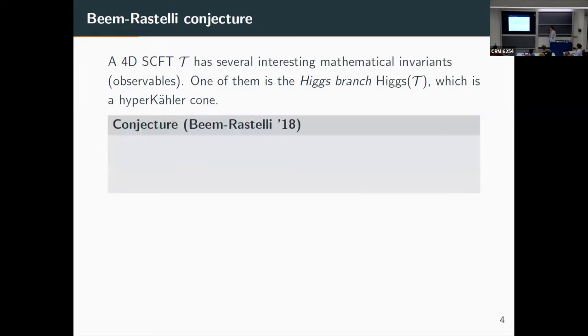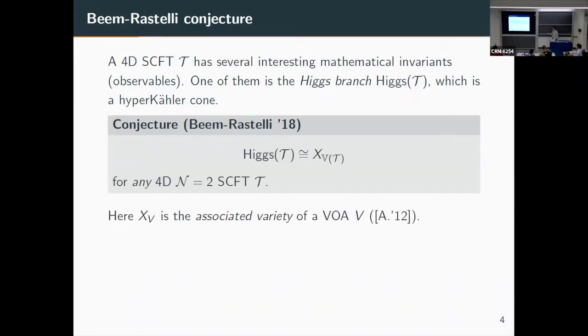And in fact, it's conjectured by Beem and Rastelli that you should always recover the Higgs branch of the 4-dimensional theory as the so-called associated variety of a vertex operator algebra.